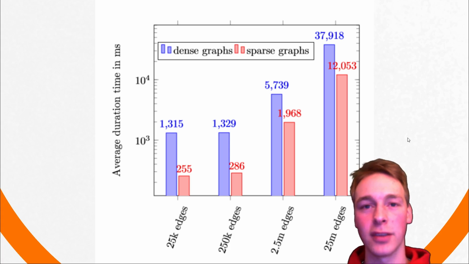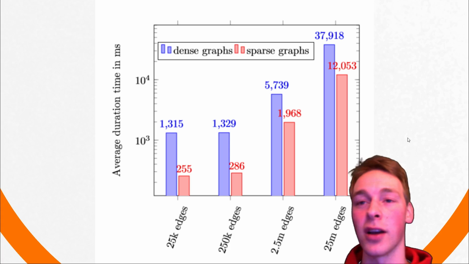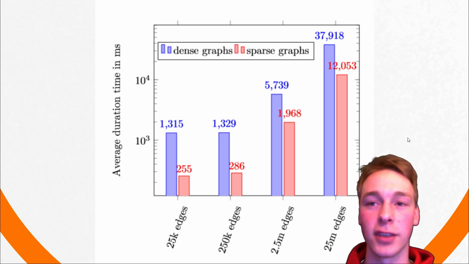We also made the distinction between dense and sparse graphs, in which you can see that sparse graphs are a lot faster to be processed, even though they have the same size.